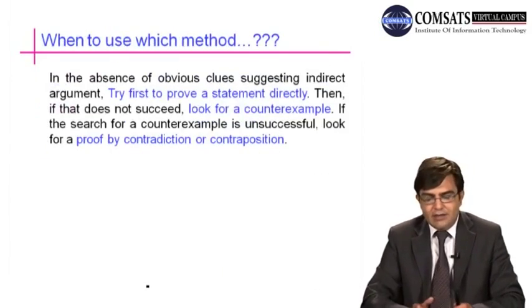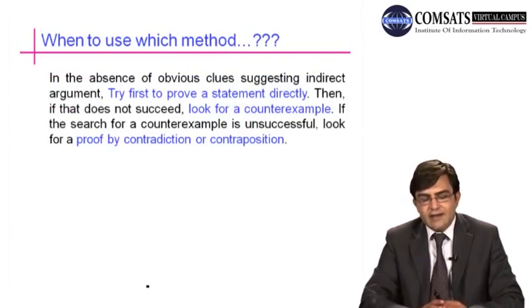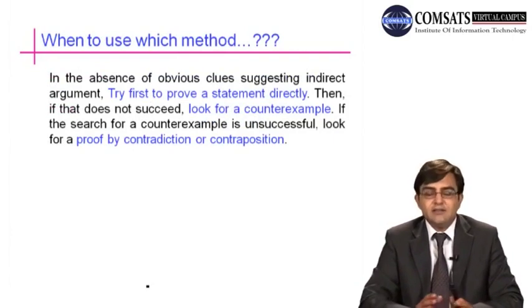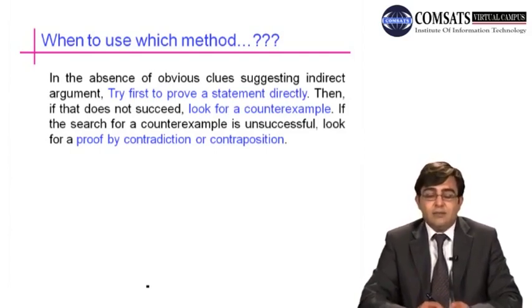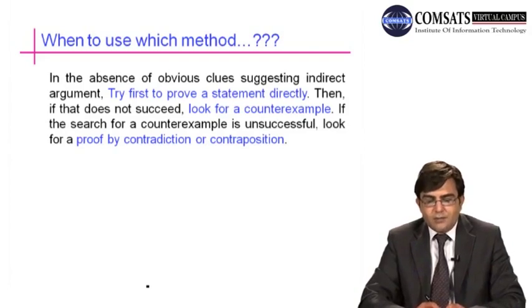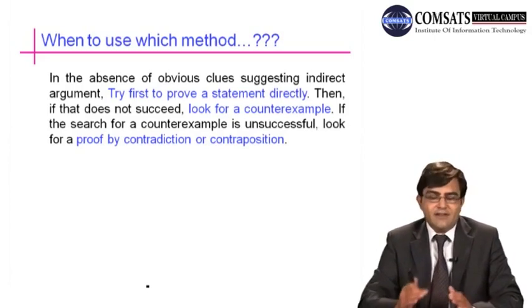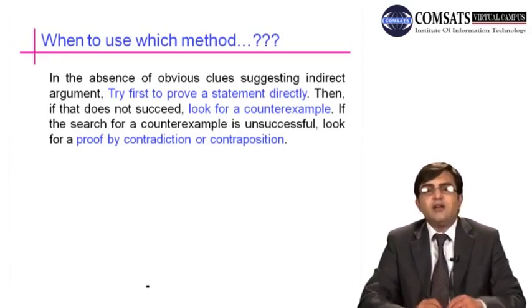Now we have studied the methods of proof, the direct methods and the indirect methods. In indirect methods we have studied the method of contradiction, the method of contrapositive, and we have also seen the method of disproving a statement by giving some counterexample. Now, which method do we use, or what is the preference of methods to be used to prove a given statement?